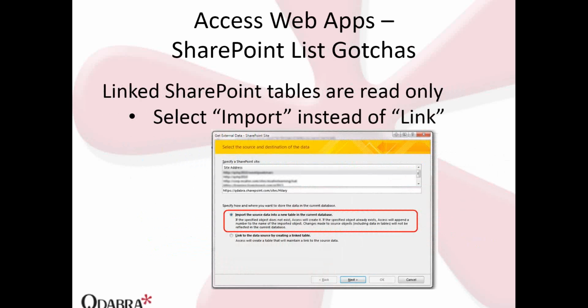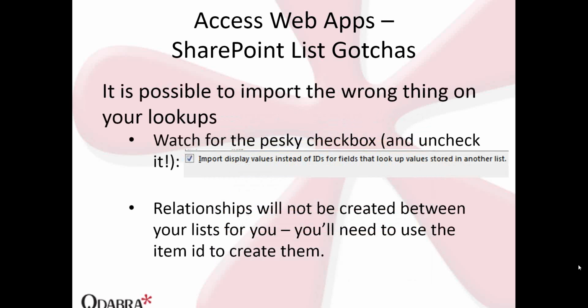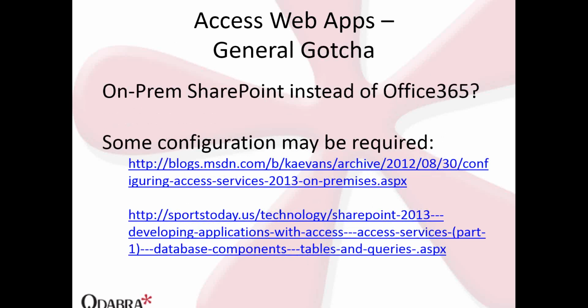I'm going to pop back a couple slides, and here's the screenshot of selecting import instead of a link. Here's the screenshot of the import display values instead of IDs. You want to deselect that, and you guys know how to get your hands on the slides. I'm going to pop through this as well just for the sake of the video. Here's a couple links on configuration, and I apologize for that, and I learned something new about polls in webinars.